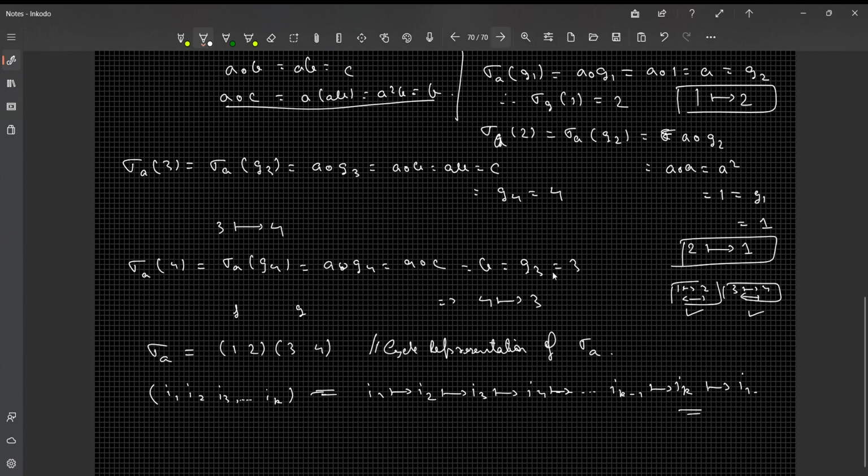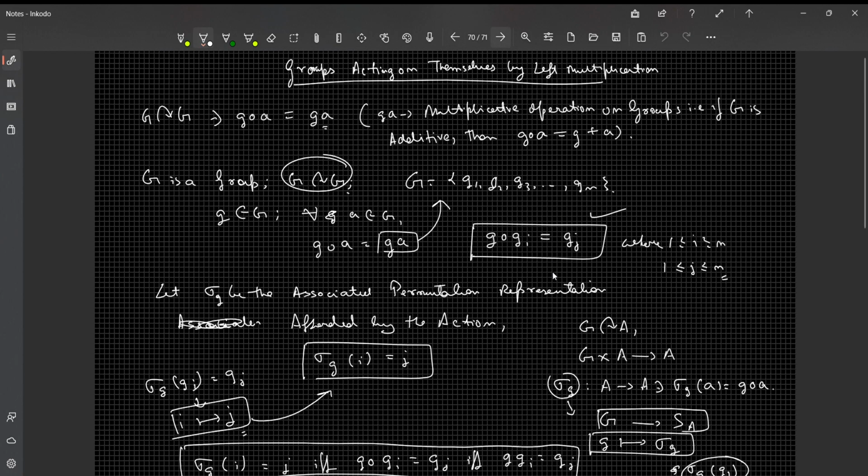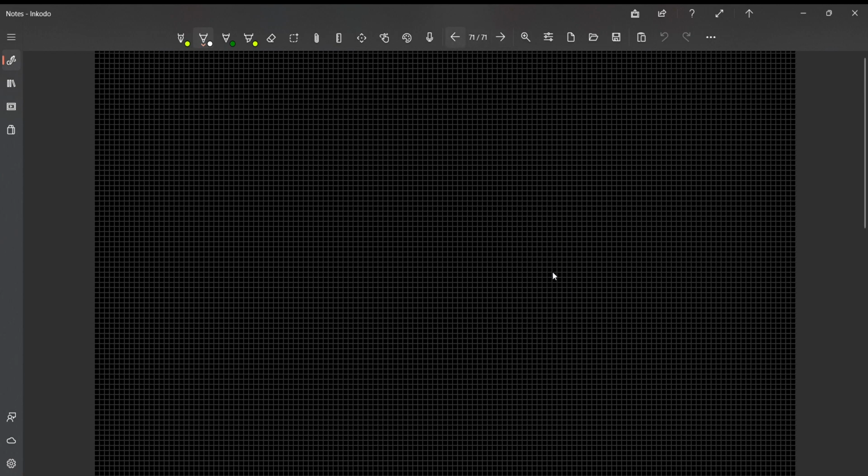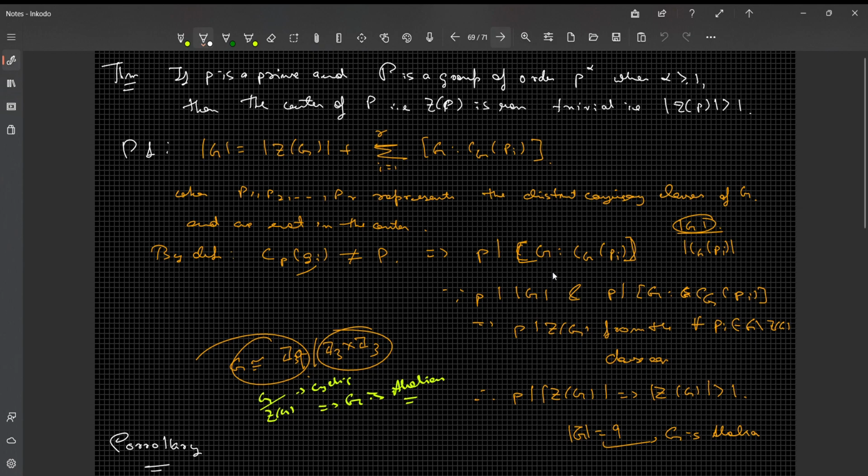Okay. Now, let A be the set of all left cosets of some subgroup H of G. Clear?